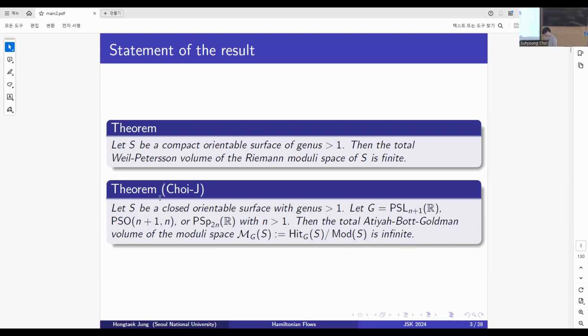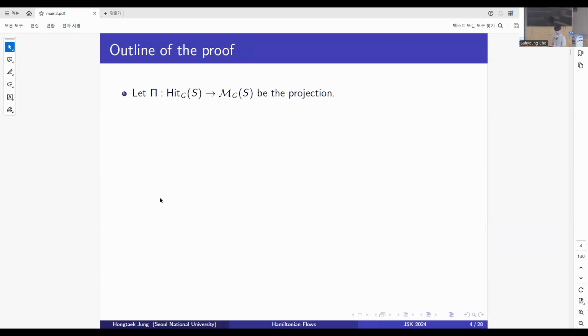And the lesson that you have to take from this main theorem is that one of the main themes of higher Teichmuller theory is to investigate to what extent higher Teichmuller spaces resemble the classical Teichmuller space. And this theorem tells you that when it comes to the mapping class group action, the classical Teichmuller space and higher Teichmuller spaces are pretty much different. That's the lesson. And let me give you an outline of our main theorem.